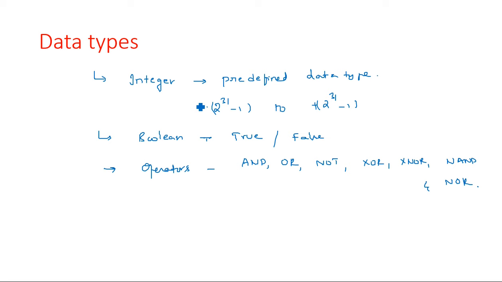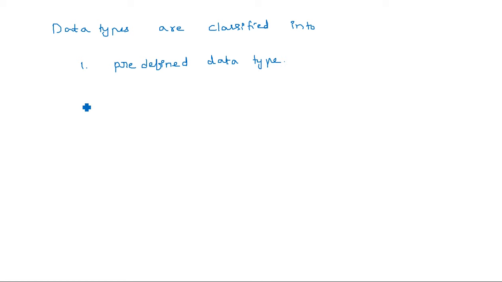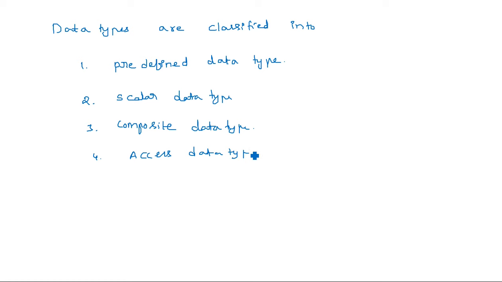In general, the data types are broadly classified into these types. Data types are classified into: first one, predefined data type. This is what we have discussed in the previous slide. Second one, scalar data type. Third one, composite data type. Fourth, access data type. And fifth and last one is file type.